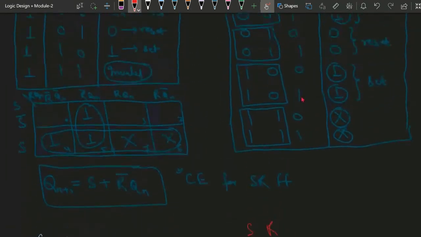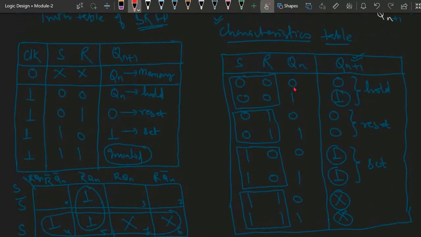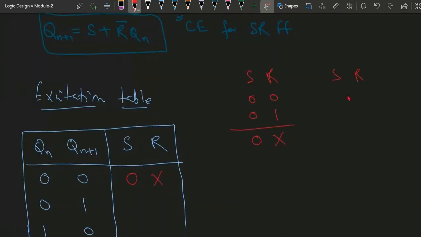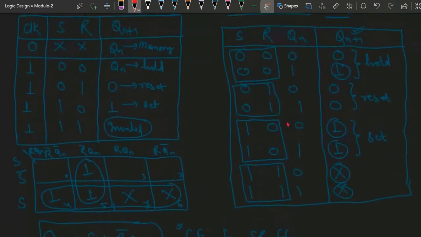So we will be looking at now Qn should be 0, but Qn plus 1 should be 1. So this is 0 and 1. This is the case where S is 1, R is 0. This is the first case.